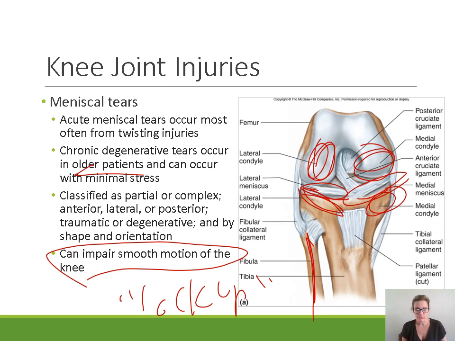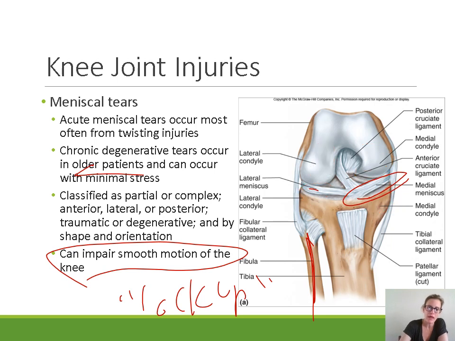We can classify meniscal tears in numerous different ways. They can be classified as partial or complex based on the size and depth of the tear. They can be classified as anterior, lateral, or posterior based on the position, as traumatic or degenerative, which we just mentioned, and then also by the shape and orientation, so for example, a vertical tear or a horizontal tear. Typically, when we have meniscal tears, we can usually repair them with arthroscopic surgery.